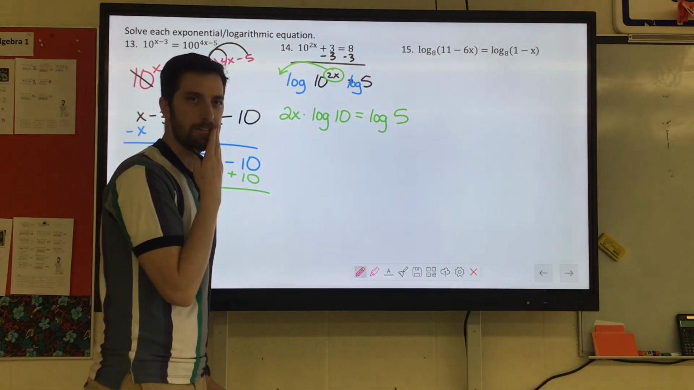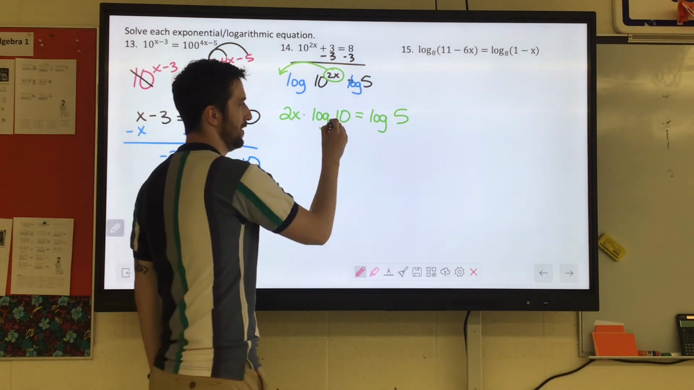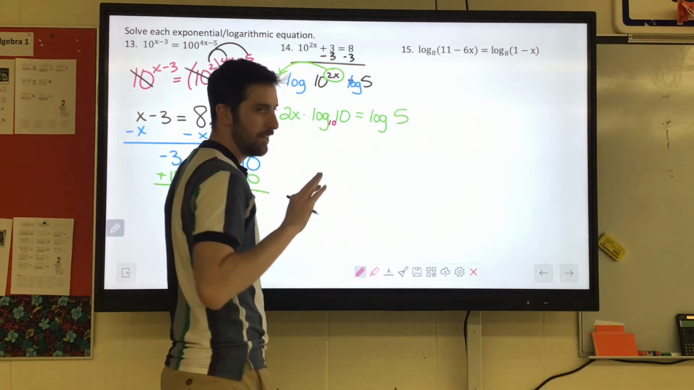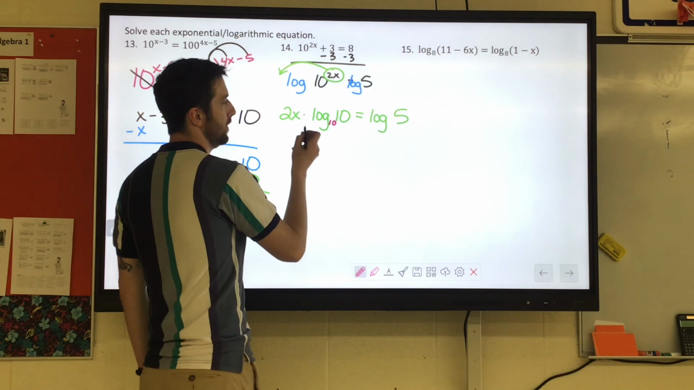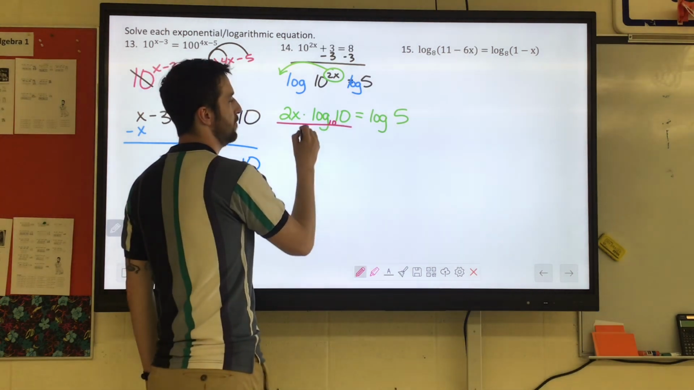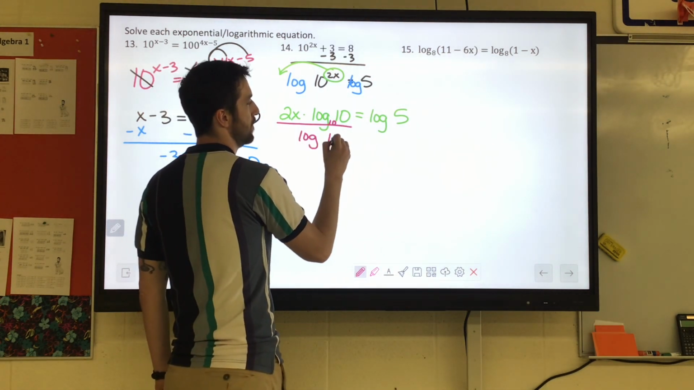Now this one's kind of special because of the log 10, but let's pretend like you didn't know that. Log 10 is equal to 1, right? Because 10 to the first power is 1. But again, pretend you didn't remember that. It's multiplication here, so you can just divide it on both sides.